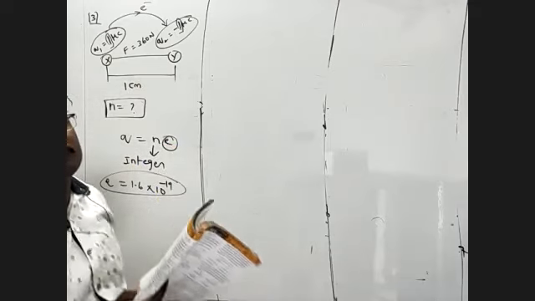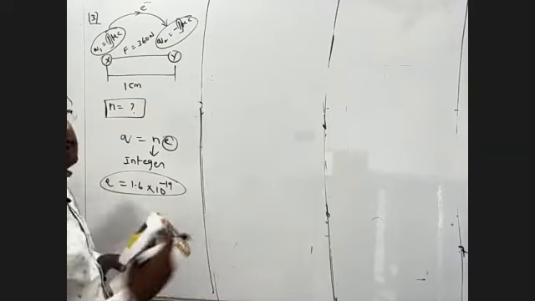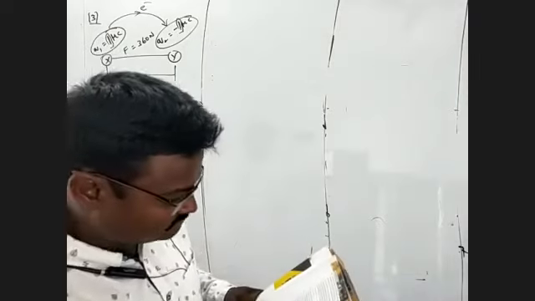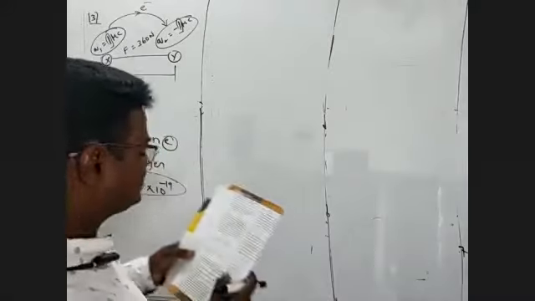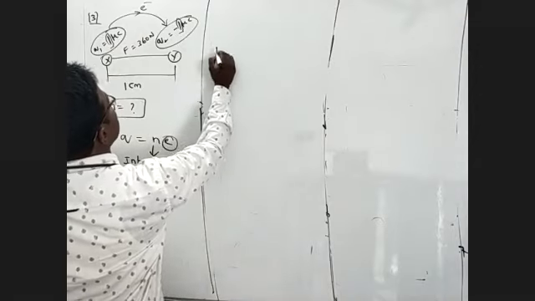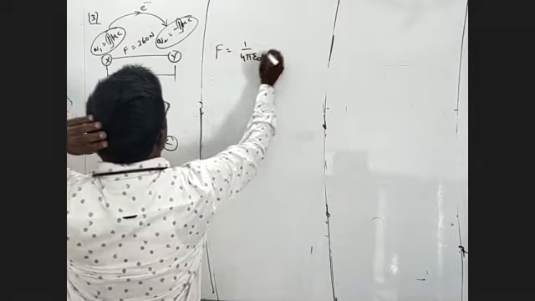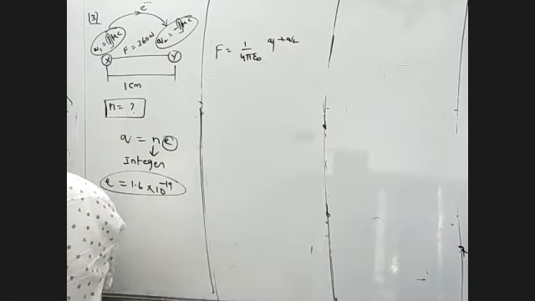What number of electrons is removed? See this, before I did the problem of transfer of number of electrons from one body to another body. But here the electrons are removed from one and put on the other, so the formula is F is equal to 1 by 4 pi epsilon naught, Q1 Q2 by R square, where R is the distance between them. This is your formula. Now, how can we do this?